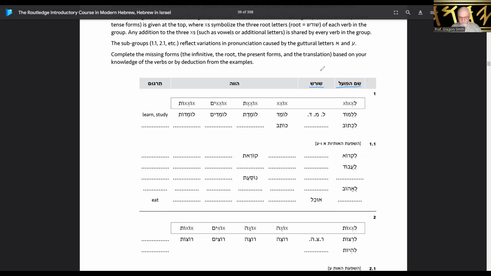Shem hapua. Oh, pual, that's what it is. Shem hapuel. Okay, so the verb. And then the root. Try not to hit that side button there. And then this is hava.